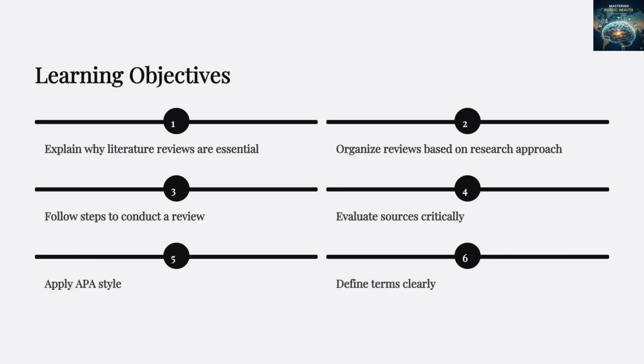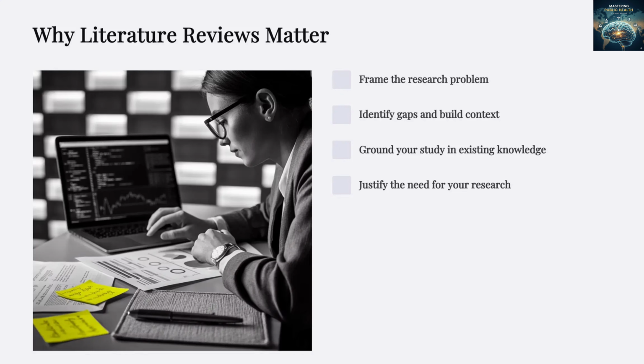By the end of this video, you'll be able to explain why literature reviews matter in research, organize reviews based on different research approaches, conduct a thorough literature search and evaluate sources, understand APA-style conventions, and define key terms clearly and appropriately in your study. Introduction. Every good study starts with knowing what's already out there. A literature review helps you identify gaps, frame your research problem, and place your study within a broader conversation. In this video, we'll cover how to select a topic, structure your review, search the literature, create a visual map, follow APA style, and define important terms.